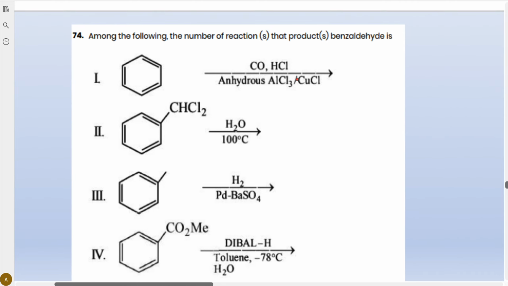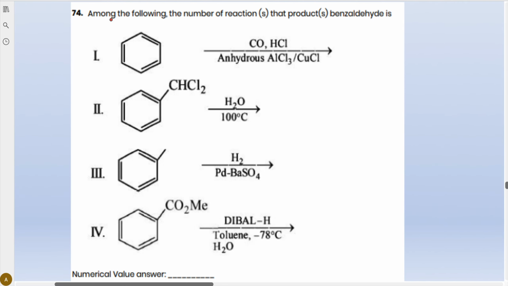Which of the following reactions produces benzaldehyde? So these are all reactions for the preparation of benzaldehyde. First one, see, this is known as the Gattermann-Koch reaction.